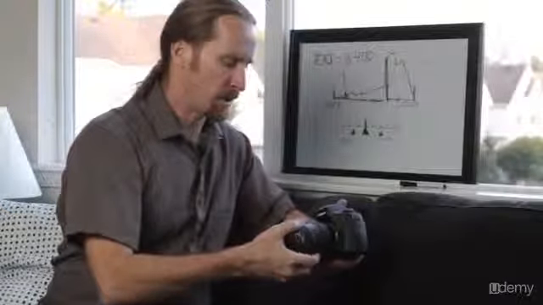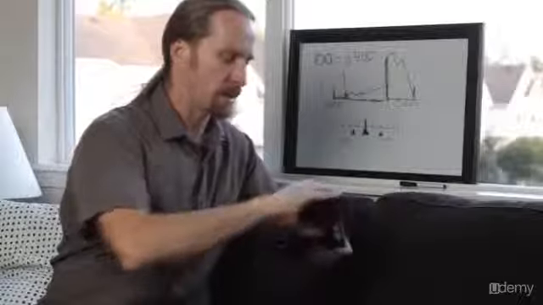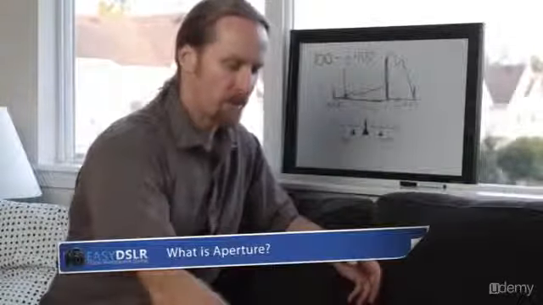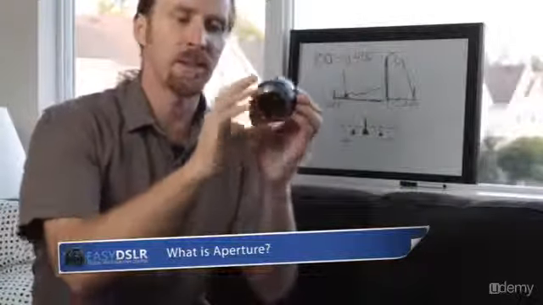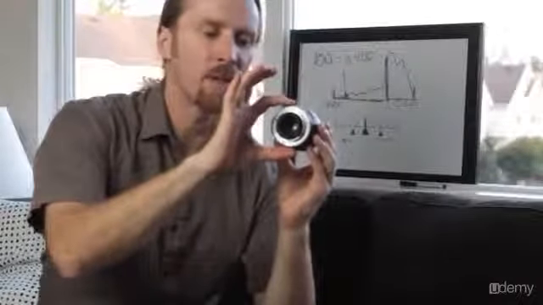So the aperture is one of the first key things that affects the amount of light that goes onto the sensor, so one of the first things that affects the exposure. Now the best way to show you what aperture is, is to show you on one of these older manual lenses, because that actually allows you to change the aperture on the lens.